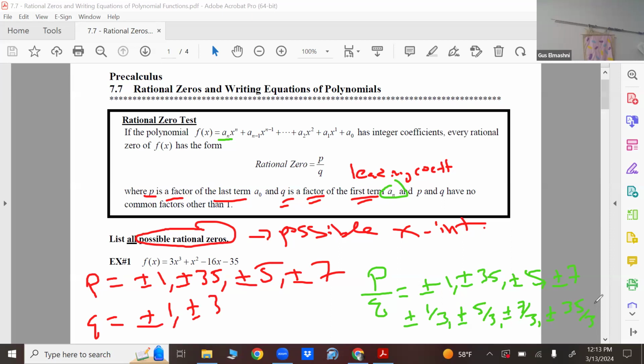Now, of course, it's degree 3, so we know that we have at most 3. But here's where it gets kind of murky. These could be imaginary. We're going to talk about imaginary zeros some other day, but that's a possibility. Also, I could give you a problem, give you these ideas, and tell you to test them out and see which ones work. It's possible none of these work.